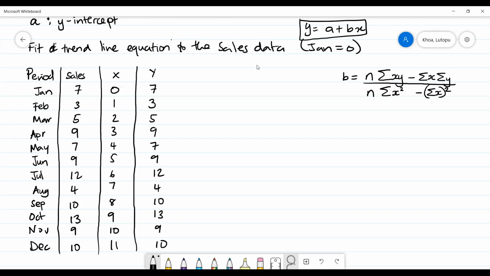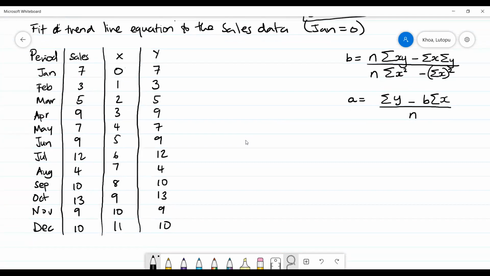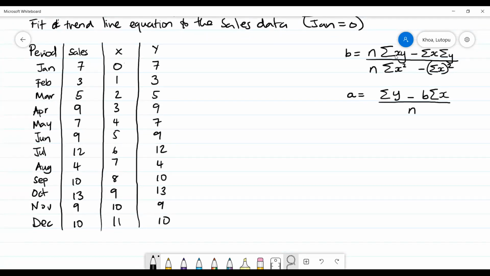Okay, and then A, this we work out by saying the sum of the Y values minus B. So this B that we get over here, we're going to substitute it there. And then the sum of the X values over N, like that. Okay, so all of this you can do on your calculator. It's good to know how to work each of these out. Right. So you can see we need the product of the X and Y values. So I'll come up with another column here, and this will be X, Y. So I'm multiplying X and Y.